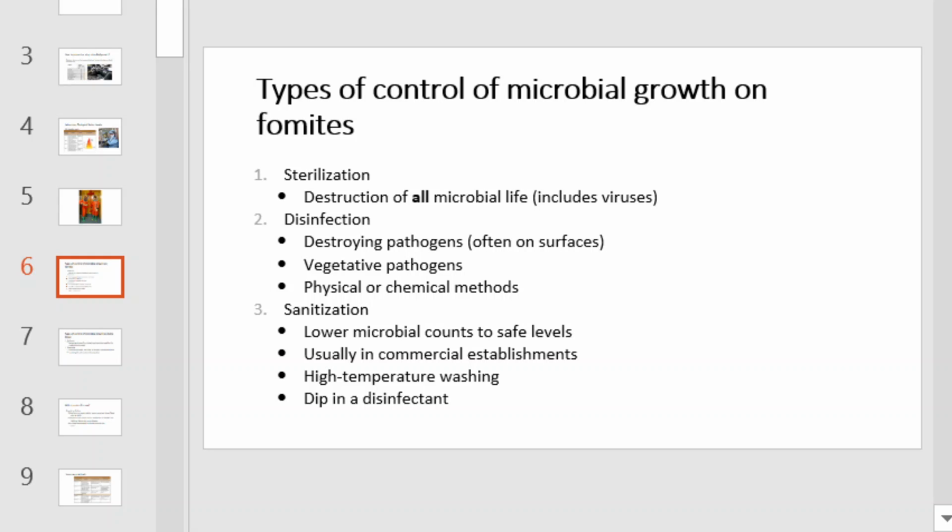Sterilization involves the destruction of all microbial growth, including viruses. Disinfection destroys pathogens often on surfaces. It can eliminate vegetative pathogens and uses both physical and chemical control methods. Sanitization simply lowers microbial counts to safe levels, but does not destroy all microbial life. It is usually used in commercial establishments and involves things like high temperature washing or a quick dip in a disinfectant.